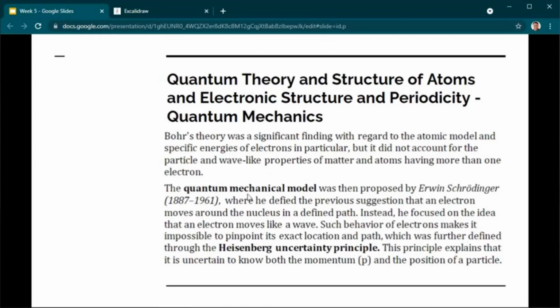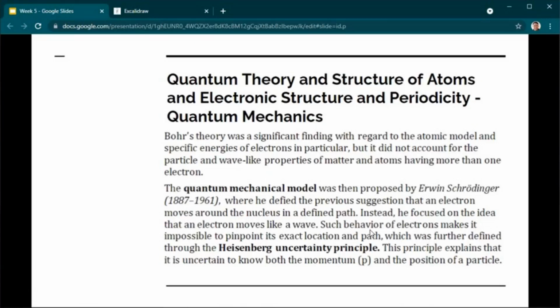Okay? So the quantum mechanical model was then proposed by Erwin Schrödinger, where he defied the previous suggestion that an electron moves around the nucleus in a defined path. Instead, he focused on the idea that an electron moves like a wave. So this is the more refined proposition.